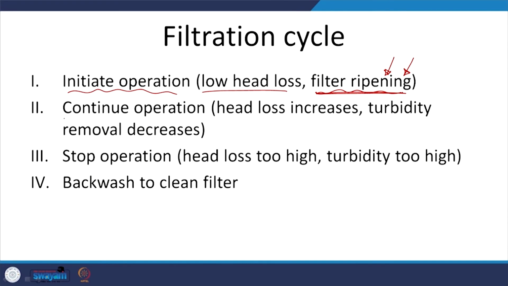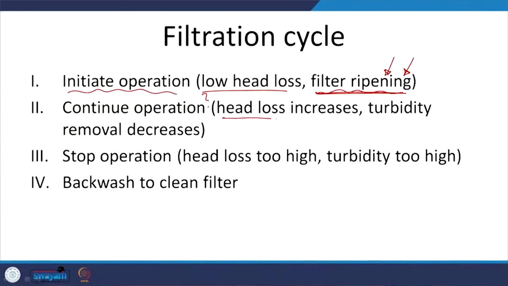After filter ripening, you will continue operation. But for how long will you continue this operation? Over time, head loss will increase. The pores will be relatively smaller, and this will lead to increased head loss over time. And the second thing is, over time the performance efficiency of your filter will also decrease, so the turbidity in your outlet will keep increasing.